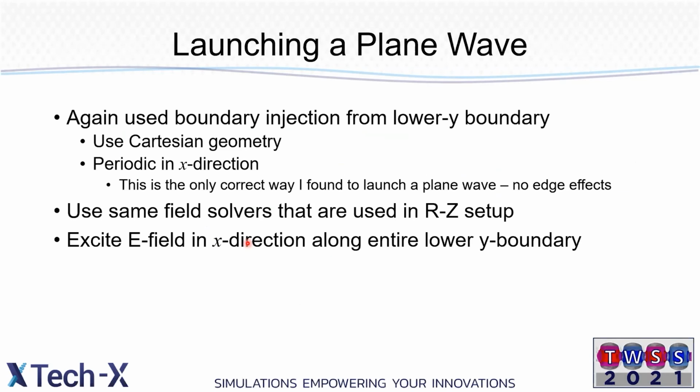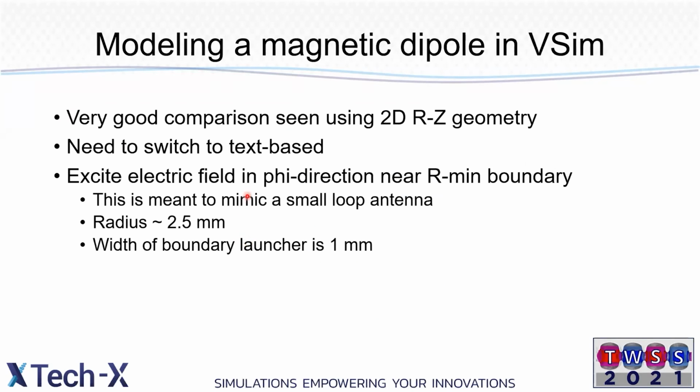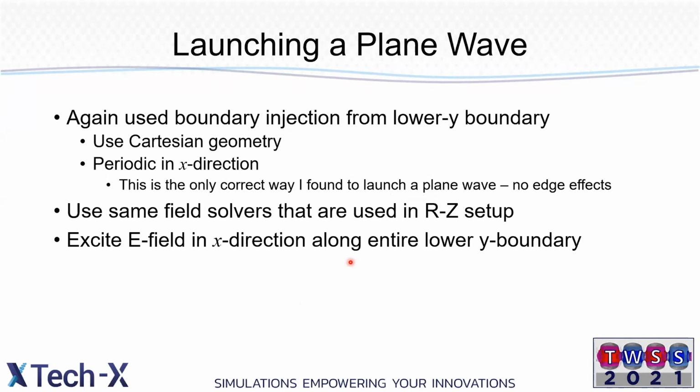And the way that I did it, again, was I excited an electric field in the phi direction. Remember, I'm 2D, so I'm just taking a cut in 2D. The radius is 2.5 millimeters and the width is 1 millimeter. And I did a similar setup in a Cartesian geometry, using the same field solvers. But I switched to Cartesian coordinates and I launched an electric field in the x direction along the entire lower y boundary, using periodic boundary conditions in the x direction.